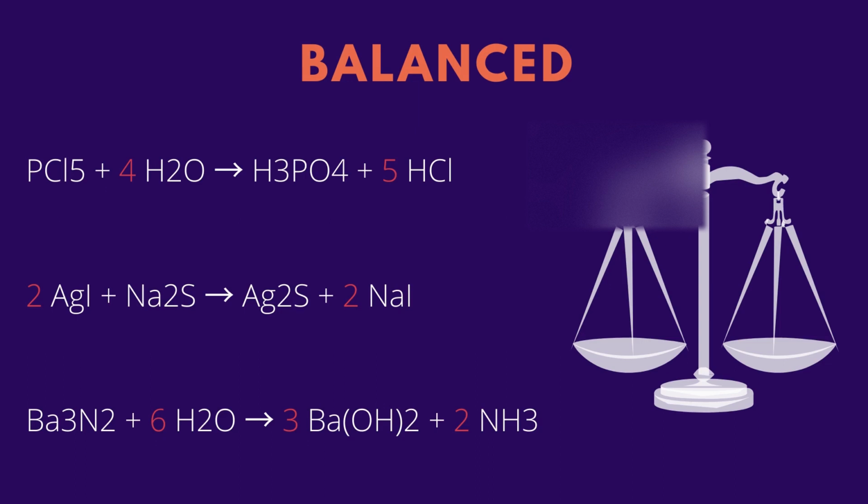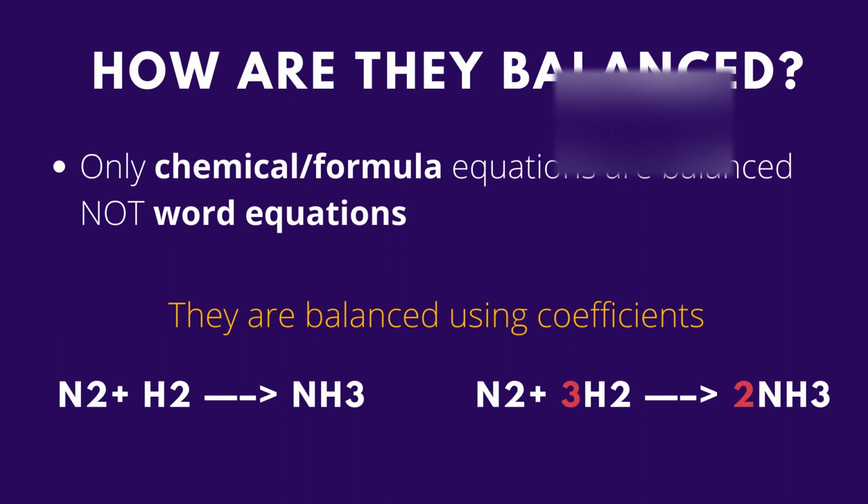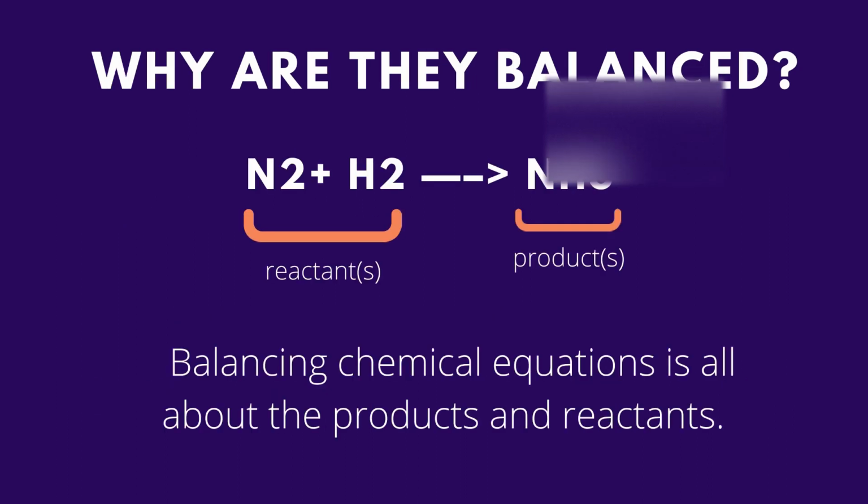What makes these two different is the things highlighted in red, also known as coefficients. This is how equations are actually balanced using coefficients. Only chemical and formula equations are balanced, not word equations. Those don't need to be balanced. As to why they're balanced, that's because of the products and reactants.